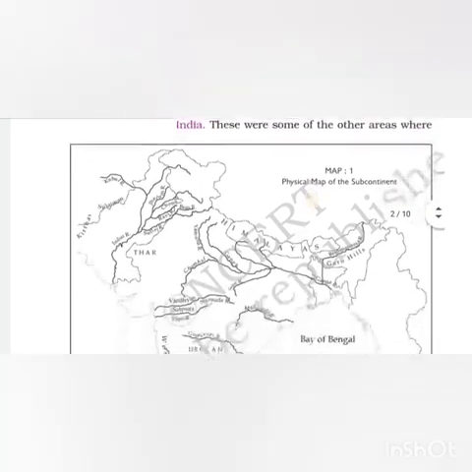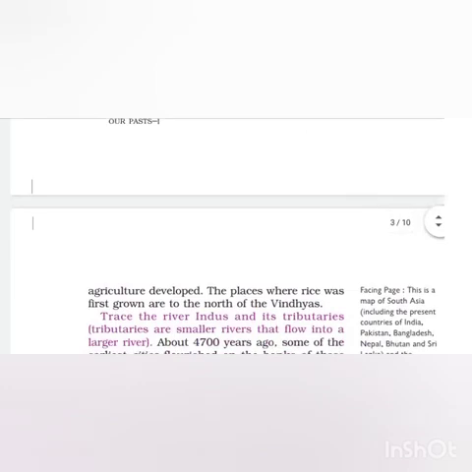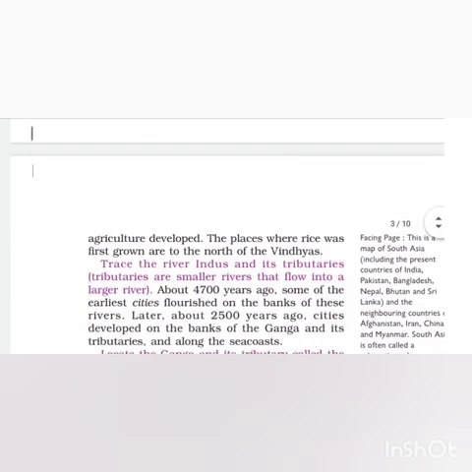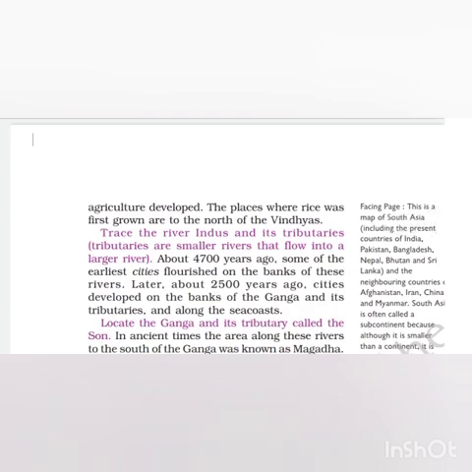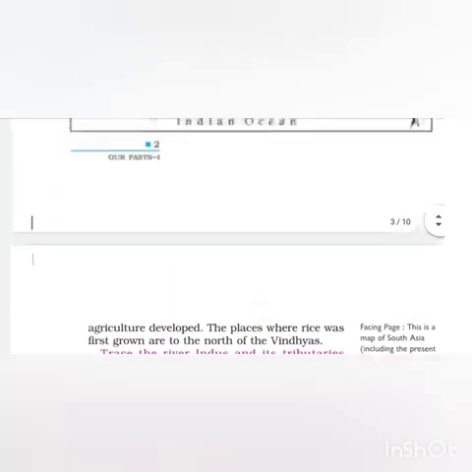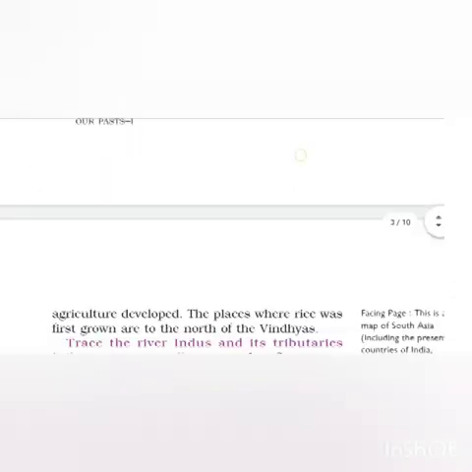And there are some other areas also where agriculture developed. Rice first grew in the north of the Vindhyas. Again you find the Vindhya hills where people grew rice. Here it is. They grew rice in the Vindhyas. And another place that you will find here is the Garo Hills. It's another important place where the ancient people grew crops.